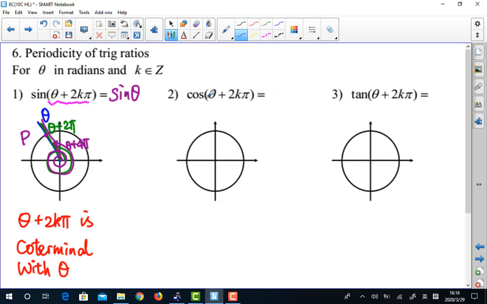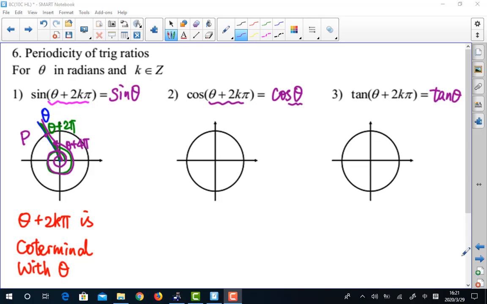Likewise, I also can derive cosine theta plus 2k pi equals cosine theta, because theta plus 2k pi is coterminal with theta. Tangent theta plus 2k pi equals tangent theta. Periodicity of trig ratios is one pattern rule for trig ratios. We do have more than this pattern rule in the trig ratios. We are not asking you to prove those pattern rules mathematically. However, we are expecting you to use concrete examples to derive those pattern rules.